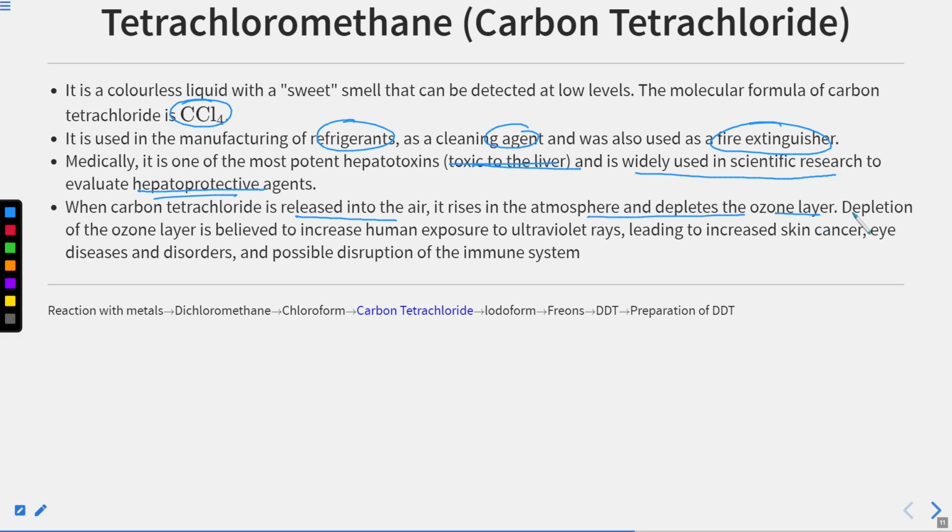Depletion of the ozone layer is believed to increase human exposure to ultraviolet rays. You must have heard this point many times: due to depletion of the ozone layer, which is formed of O3, we can get exposed to ultraviolet rays emitted from the sun, and it is very harmful to our skin. This can result in skin cancer, eye disease and disorder, and possible disruption of the immune system also. So this carbon tetrachloride is very harmful for your environment.